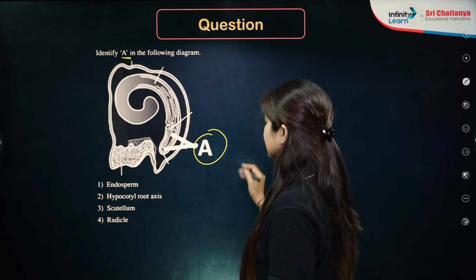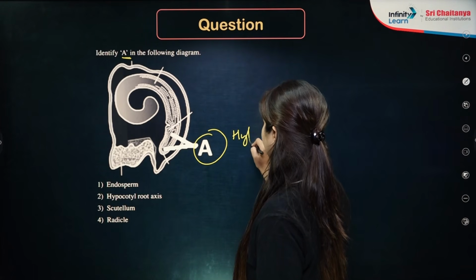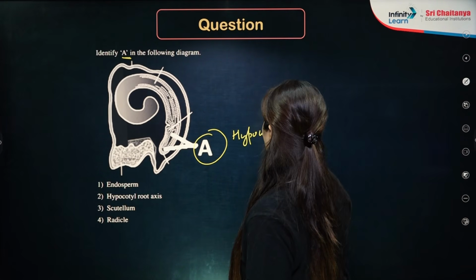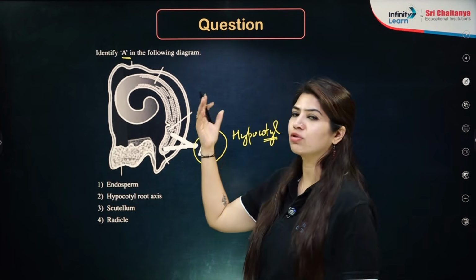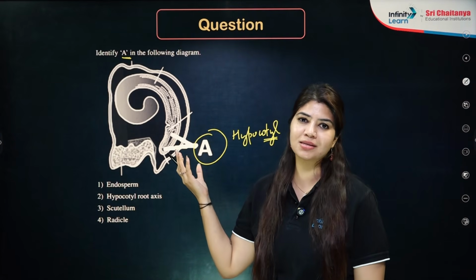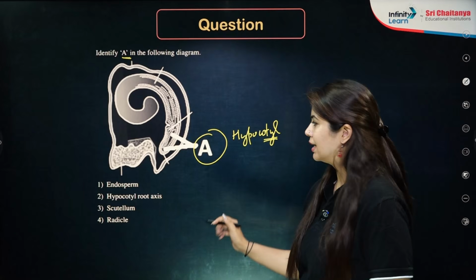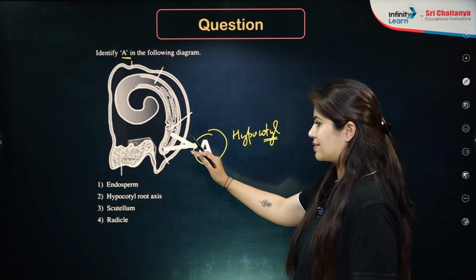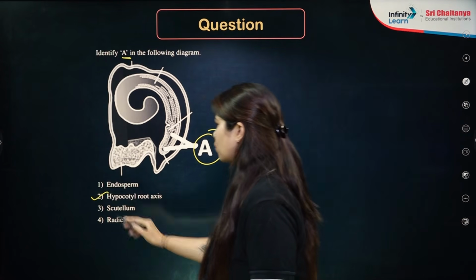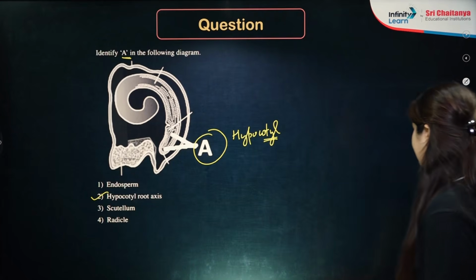So this A basically represents the hypocotyl region. In the embryo, we have the epicotyl, which is above the embryonal axis, and we have the hypocotyl, which is below the embryonal axis. This A is basically below the axis. That is why the answer is option number 2, which is hypocotyl root axis.